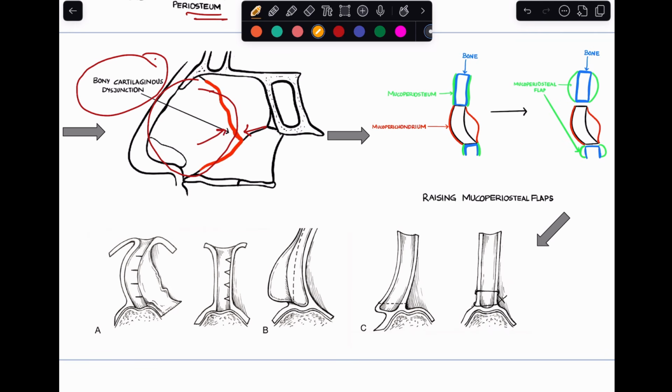So here now we raise the mucoperiosteal flap. So here we have raised the mucoperichondrial flap. Now we will be raising mucoperiosteal flaps on both sides of the bony septum. And also we will raise the flap from the maxillary crest in the floor as well. After all the flaps have been raised, our next step over here is to identify the deviated part of the septum, and then we'll remove whatever deviation is present. We'll remove only the deviated part and not any other part.